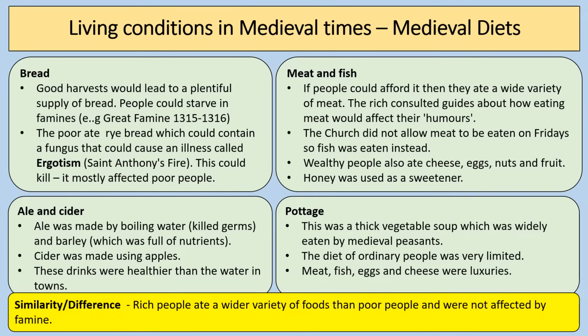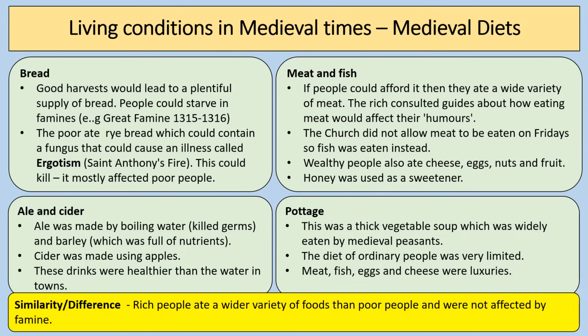In terms of drinking, ale and cider was drunk. Ale was made by boiling water, which killed the germs, not that they knew that, and barley, which is full of nutrients. Cider was made using apples. They even had a drink based on honey, which was called mead. Most people tended to drink these ales, the weak beers basically, and those drinks were healthier than the water in towns. So that's what most people were drinking in medieval times.